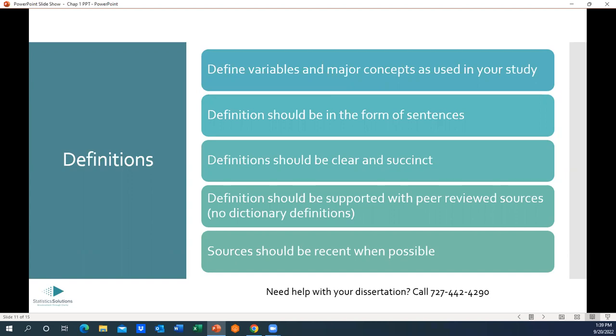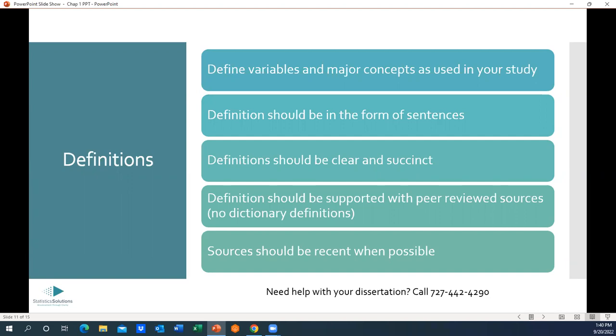So definitions should be in the form of sentences. I always put them in the form of sentences. Some people put them in the form of fragments. Some professors accept that, some don't. I just default to sentences. That way nobody can come back and say, hey, put these into sentences. Definitions should be clear and succinct. And I want to emphasize this.